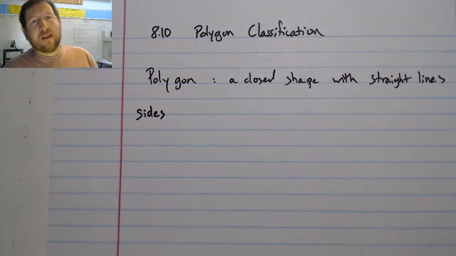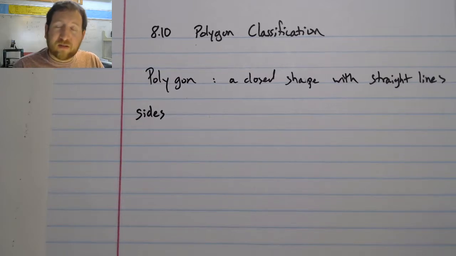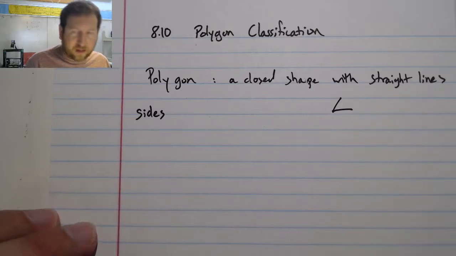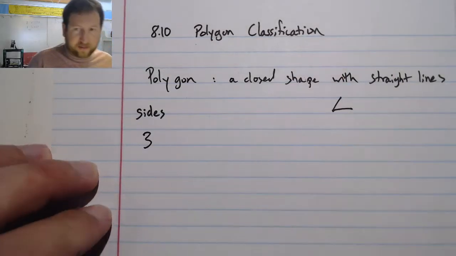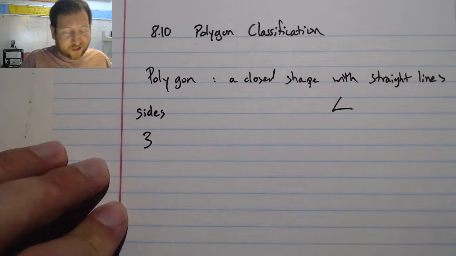Now I can't have a one-sided polygon. It's impossible because I can't have a closed shape with one side. And I can't have a two-sided polygon either because if I did two sides, it would kind of look like this and it would be open, right? So the minimum number of sides I can have on a polygon is 3 sides. And the name of this shape is a triangle.